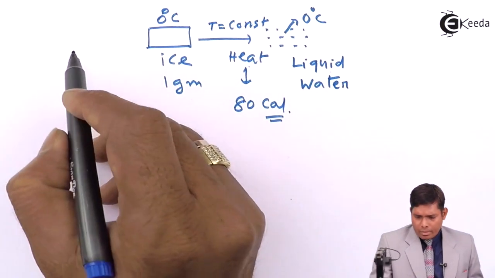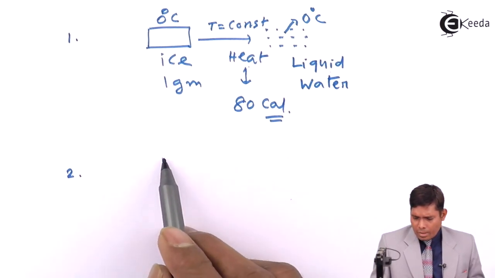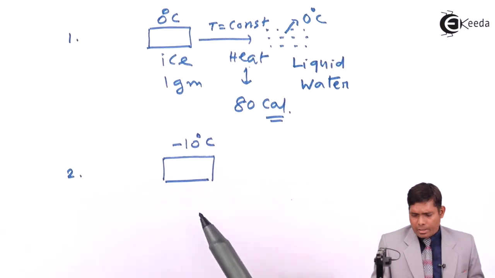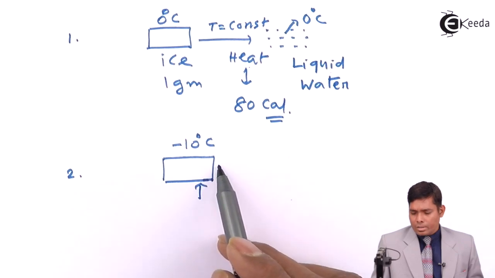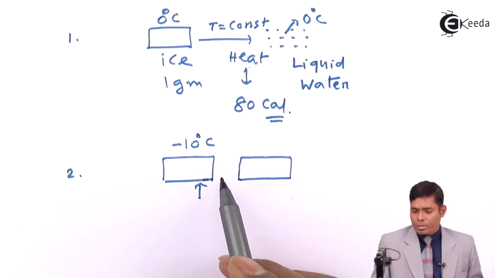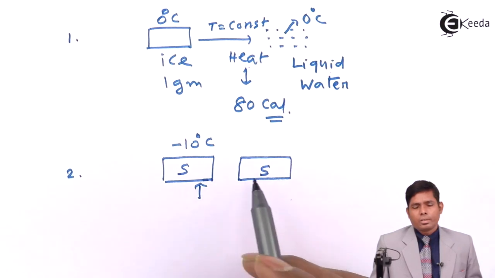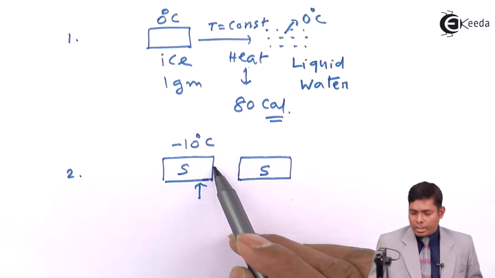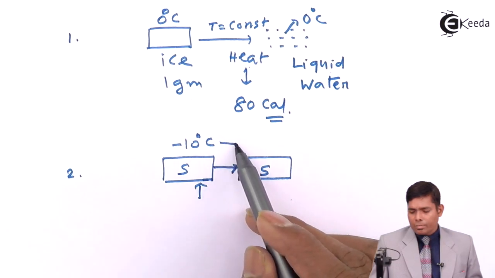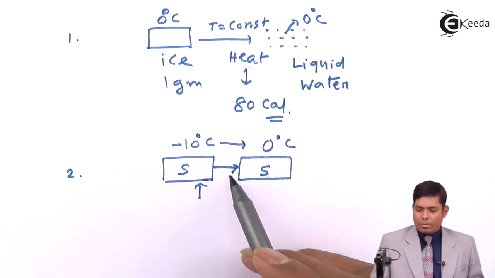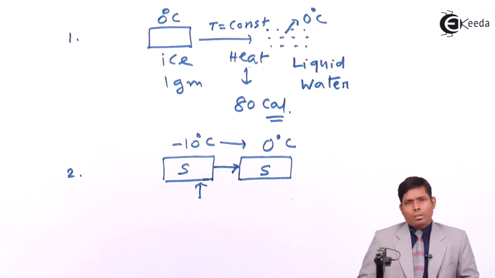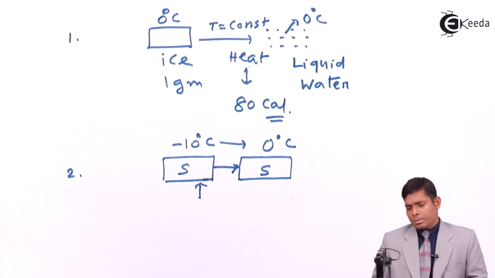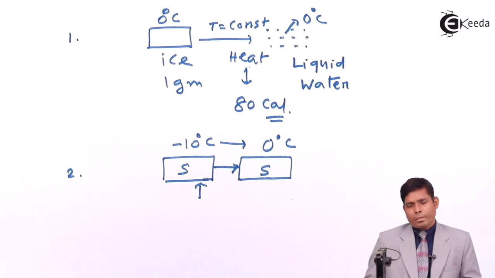If I say the ice is at minus 10 degree centigrade, now if you supply heat, it will not melt. Its temperature will increase. The state will remain same. It is solid now. Here also it will be solid. State will not change. Temperature will increase from minus 10 to 0 degree centigrade. Whatever amount of heat that you will supply, that is called specific heat of the substance. For ice, the specific heat is 0.5 calorie per gram. That means per 1 gram you require 0.5 calorie.